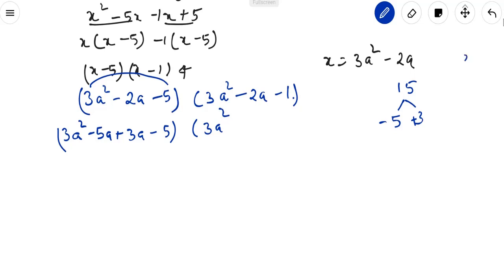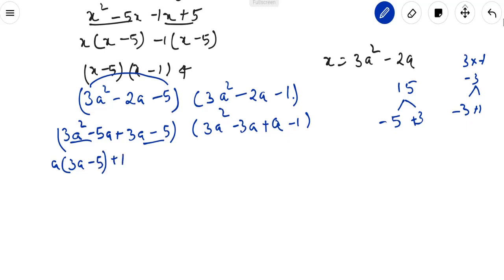So what is the value here? 3 into 1, 3 into minus 1, I'm going to get minus 1. So 3 ones are 3. So this becomes minus and this is plus. So it is minus 3a plus a minus 1. Now what are the common groupings? So this one I will group and this one I'm going to group. So what will I take out here? So a I'm going to take out. If I take a out, this becomes 3a minus 5, plus 1 times 3a minus 5. So these are the two factors here.